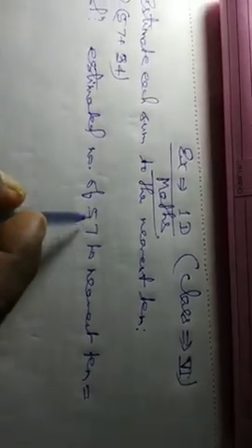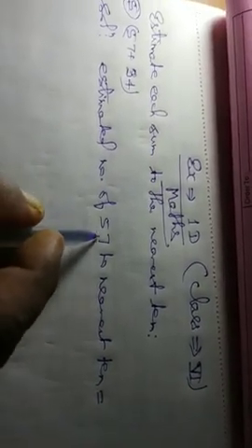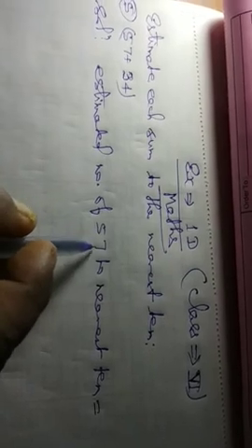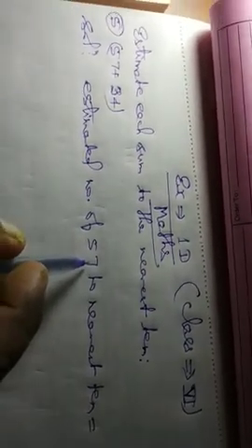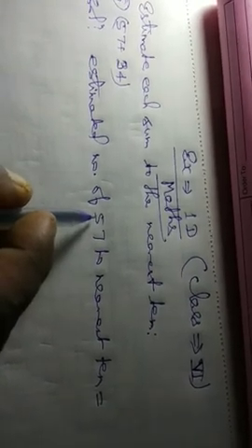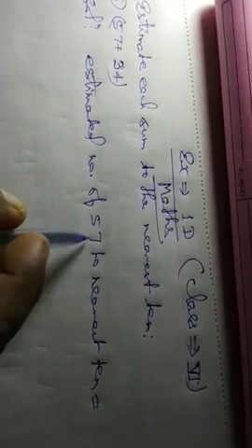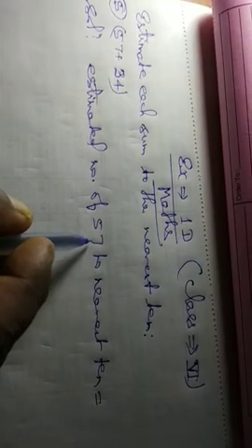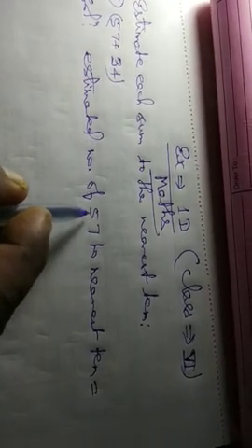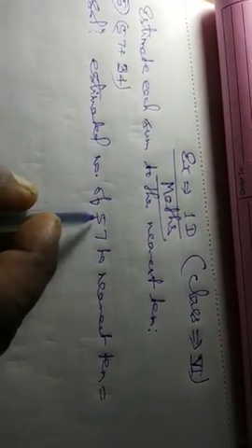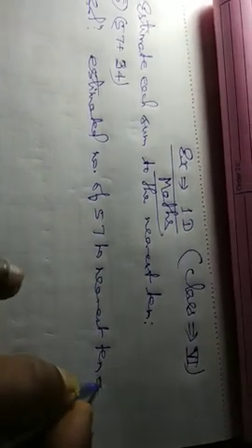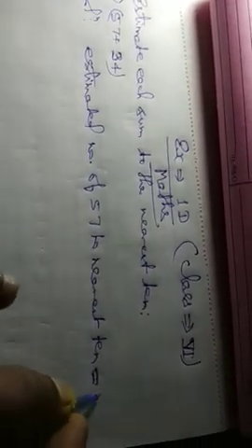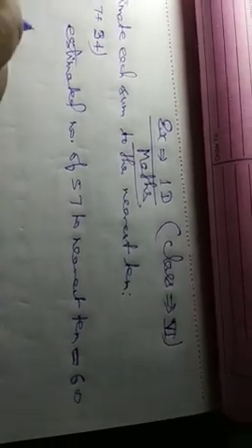7 is at 1's place and 5 is at 10's place. We know that if 1's place is lying between 0 to 4 range, then there is no change in digit 5. But these are in the range between 5 to 9. So plus 1 is increased in 5 and 7 changes into 0. So 60 is the estimated number.